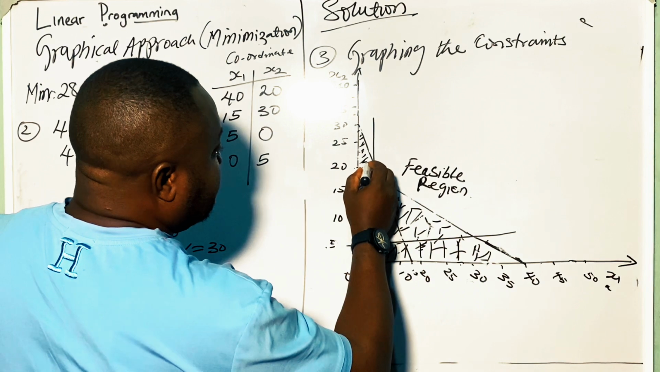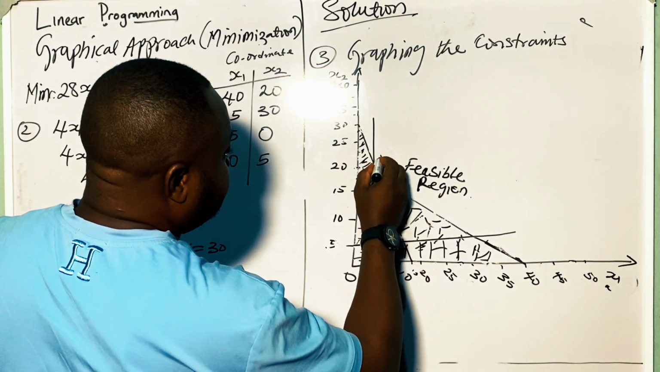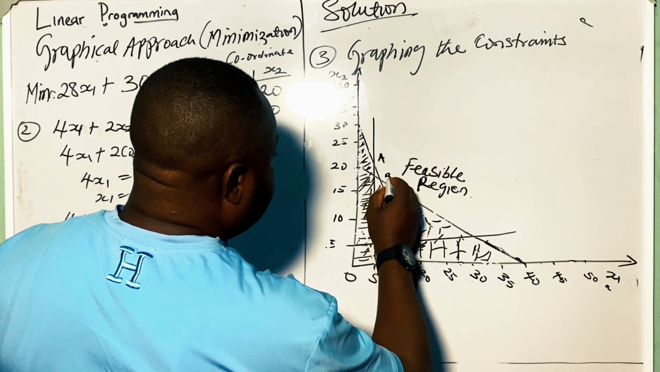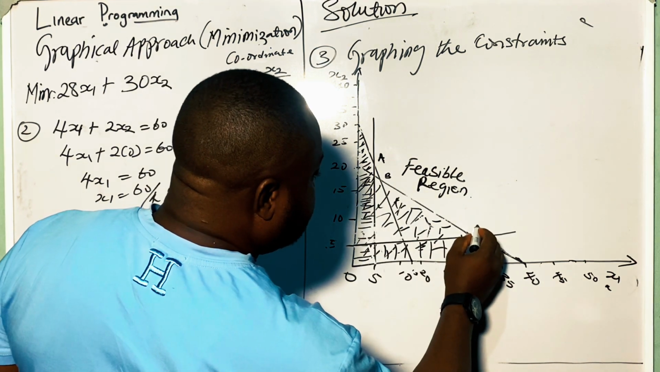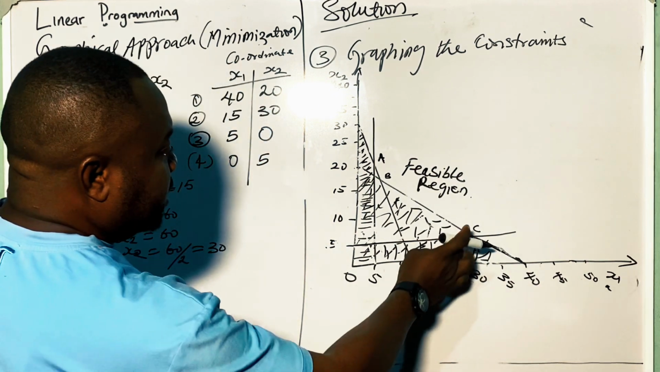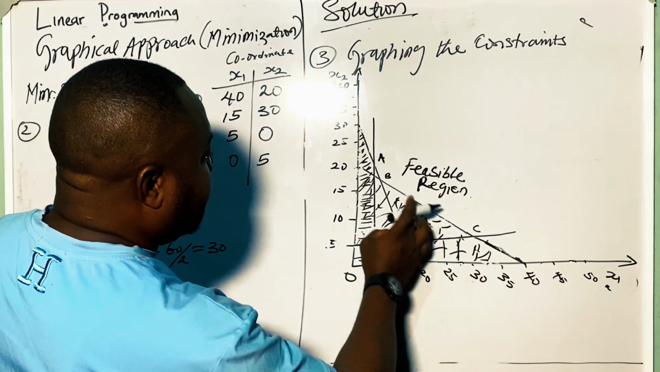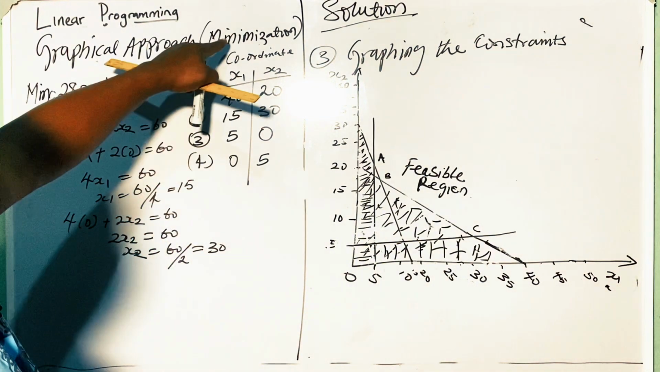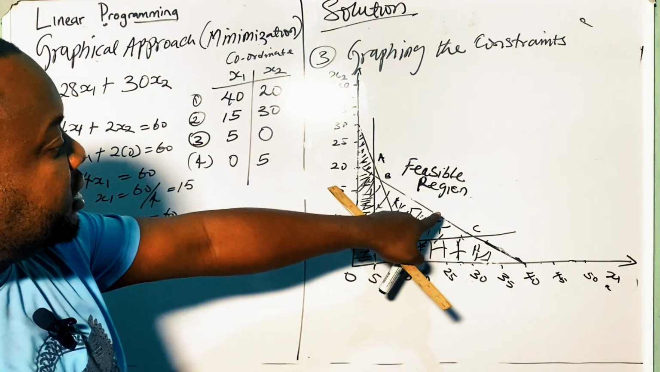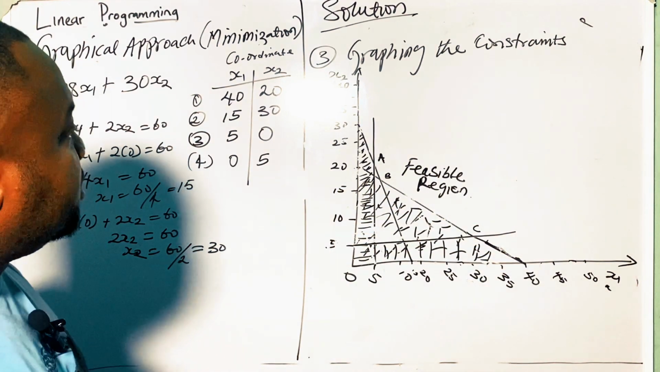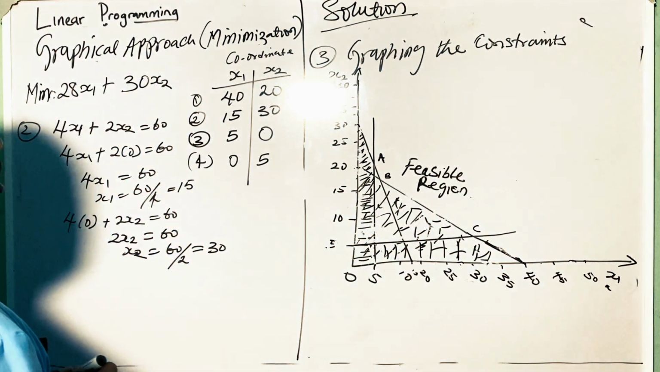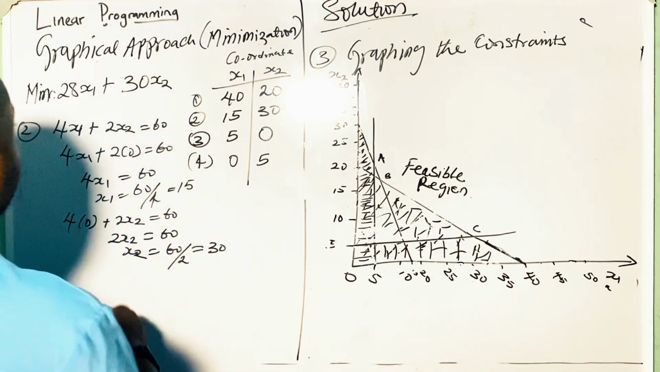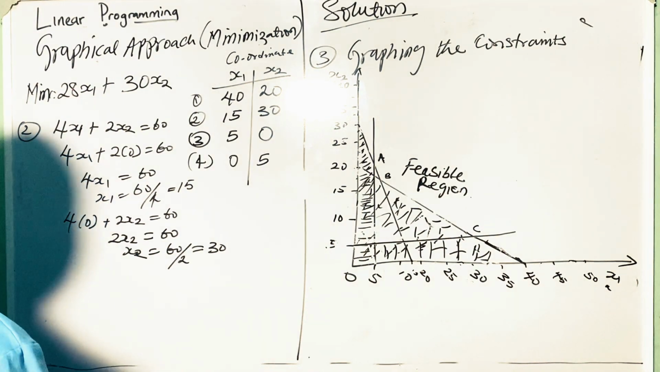We'll label this A, the second one B, and the third one C. We'll be reading off these values, determining them, and substituting them in the objective function. Of course, we are minimizing, and any one that gives us the minimal combination in terms of cost will be selected. So we are going to input them here when we read off.